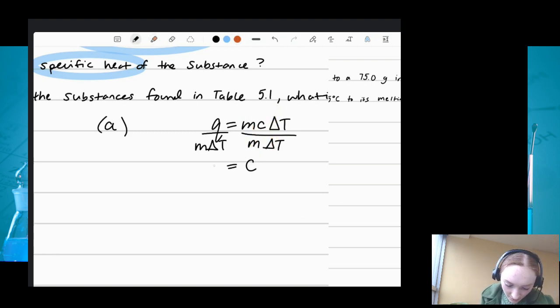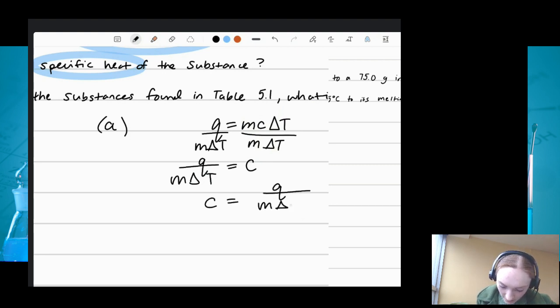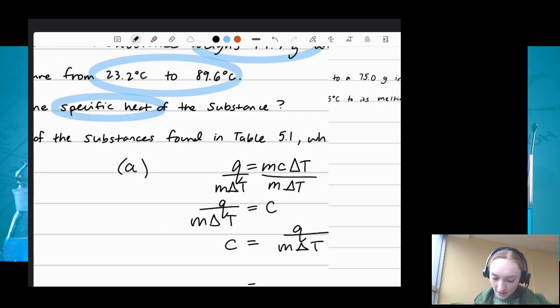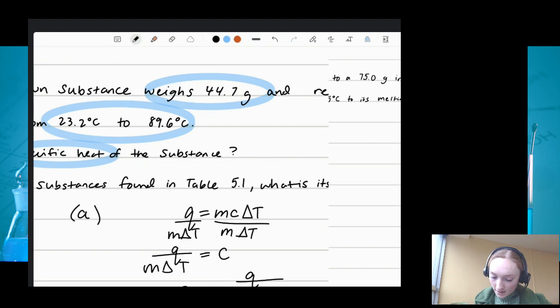So it'll be C, Q over M delta T. And I usually like to solve for whatever I'm solving for on the right side of the equation, so I'm just going to switch this around, and it'll be C equals Q over M delta T. So that is our equation, and so now we can just plug in all of our values we're given and solve for the specific heat. I'm even messing up with those 2 different C's. So let's plug in the Q. So the Q we're given as 2,110 joules, so let's plug that in.